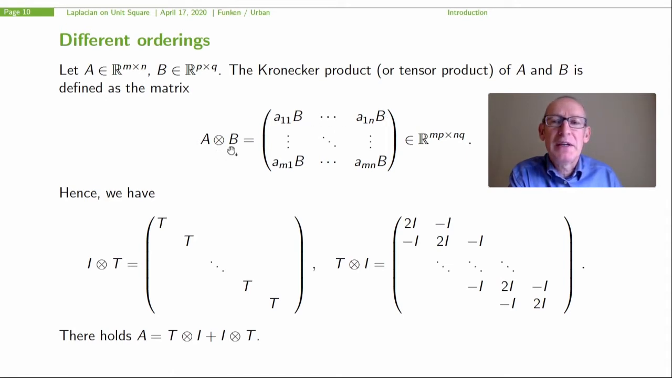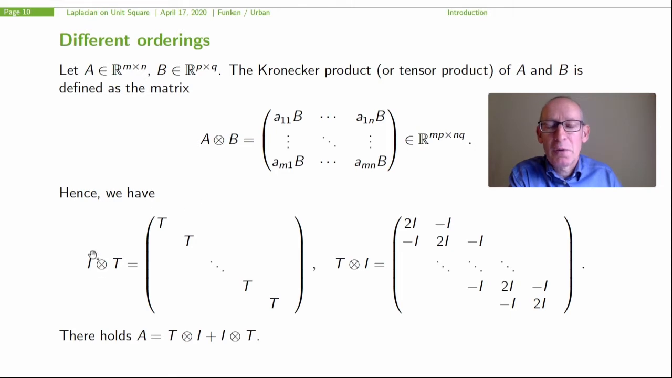So the matrix B has q columns and the matrix A has n columns. So here we have n repetitions in the first row. That means the first row has n times q entries, and we have m times p rows.